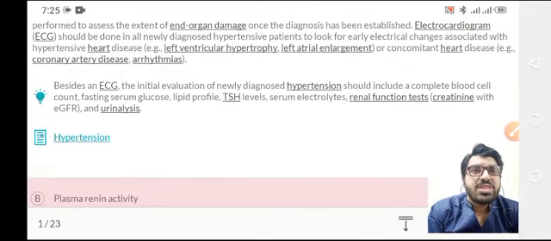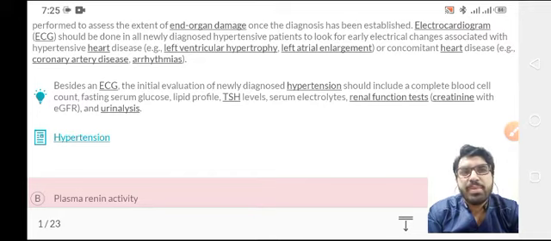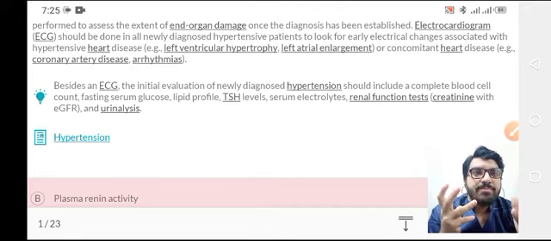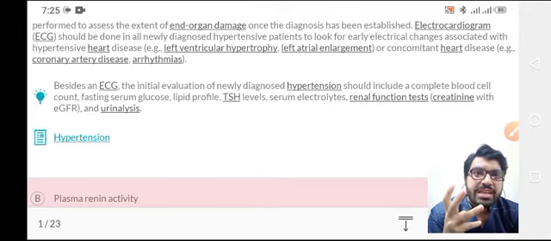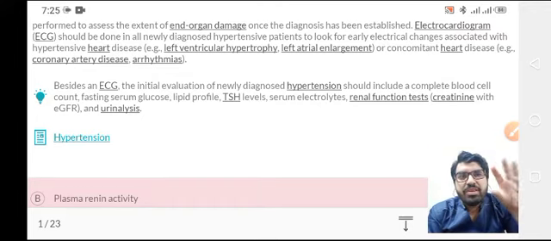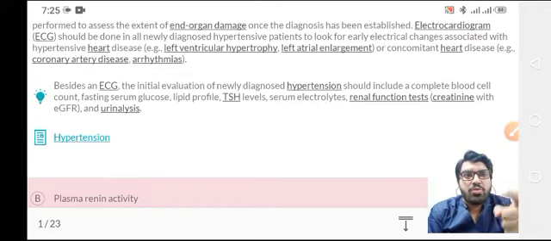Besides ECG, the initial evaluation of a newly diagnosed hypertension should include a complete blood count. Yes, this should also be done. Fasting serum glucose, lipid, TSH, serum electrolytes, renal function, and urine analysis. If ECG has an abnormality, then the next step is to go for echo. If the RFTs are abnormal, the next step is to go for ultrasound. If urinalysis is abnormal, the next step is ultrasound abdomen, and renal biopsy if indicated. So you have to go in a stepwise manner. But these are the basic investigations you should keep in mind regarding hypertension.